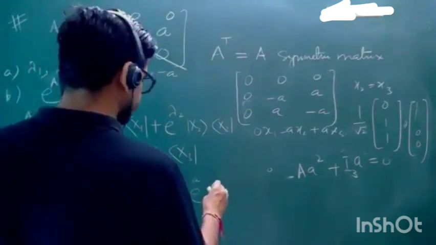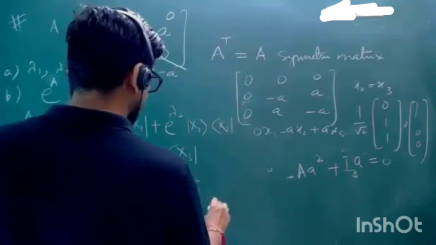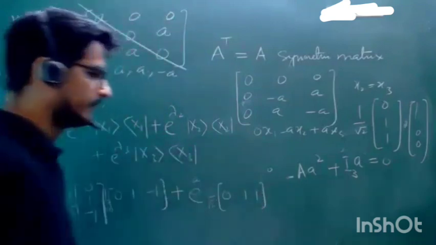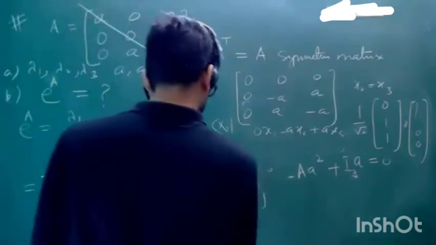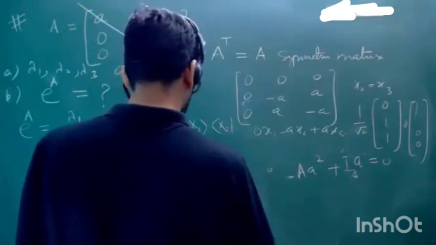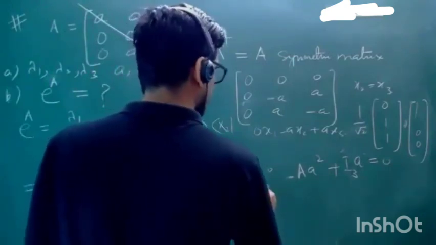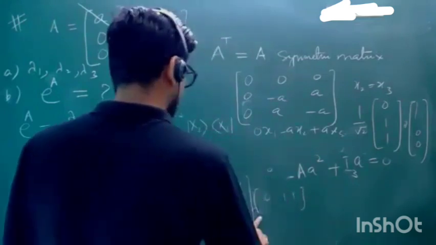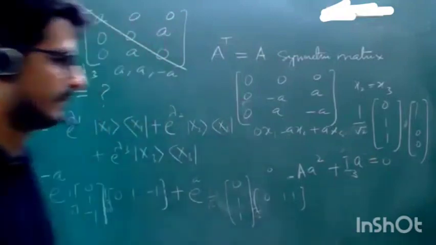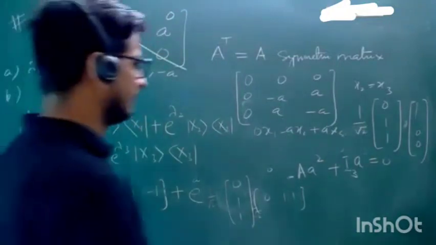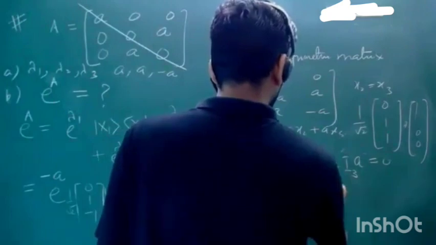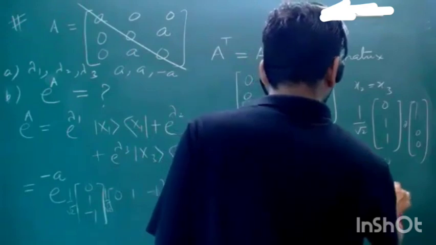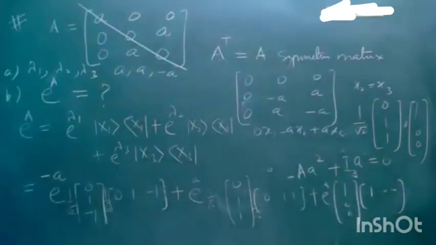Now 1 by root 2, 0 1 1, and 0 1 1, okay, and the third one, 1 0 0, 1 0 0.